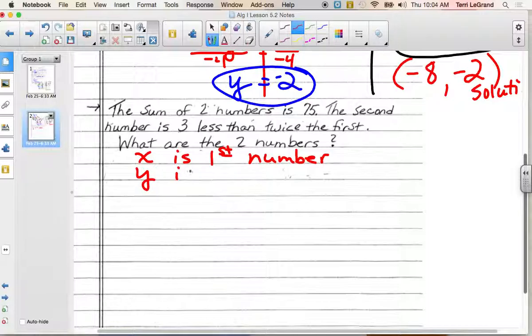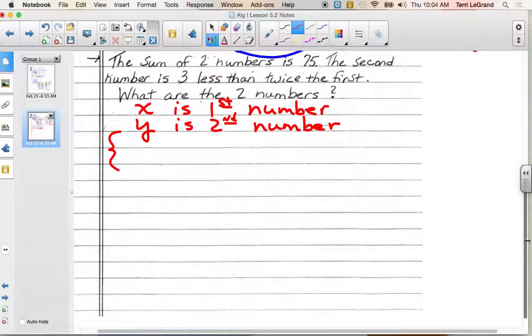Y is the second number. And we're going to set up a system of equations with the information that they gave us. So anybody think they can offer up one equation that would get us going here? Hey, Jacob? 75 is equal to x plus y. The sum is equal to x plus y. Okay, that works. The sum of the numbers is 75.